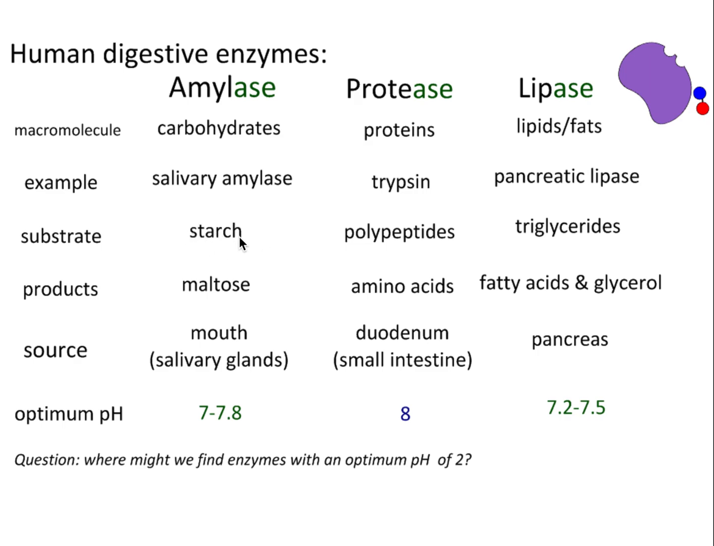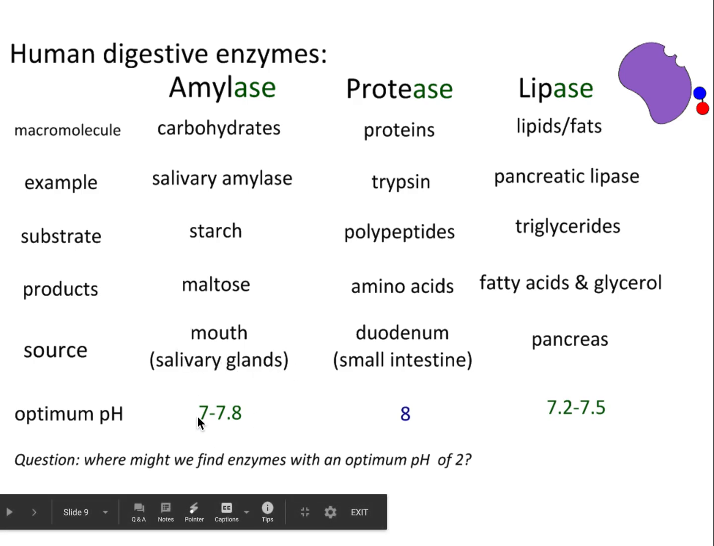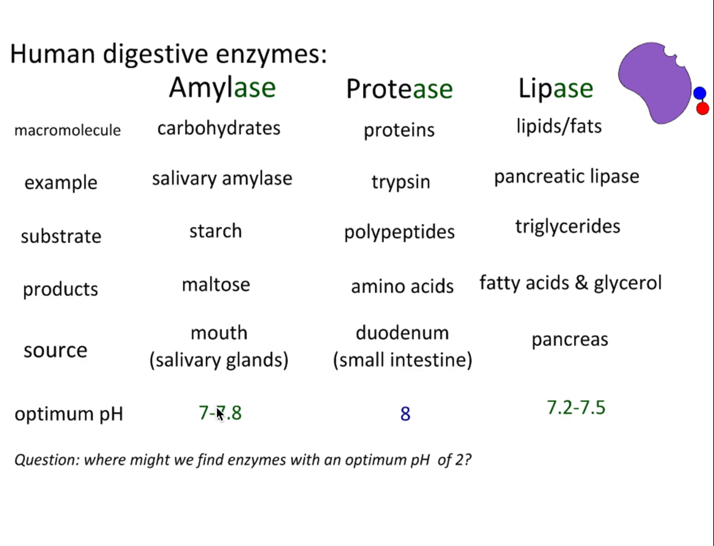So it's going to start breaking that down, that starch, which is the substrate. The product, the monomer at the end, is going to be maltose. And then the source where this is happening in our body is our mouth, our salivary glands. And the pH that's making this enzyme be able to work, because remember, enzymes need an optimal condition or environment, would be that our mouth sits at a pH of about 7 to 7.8, so slightly basic.